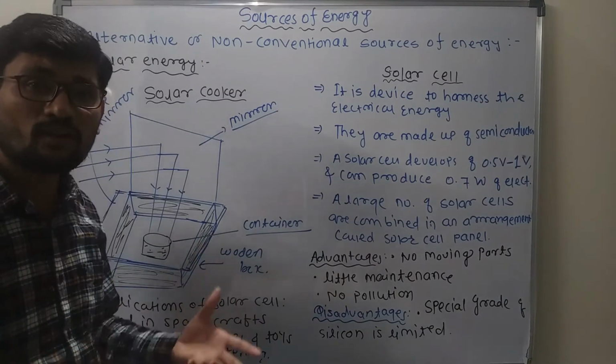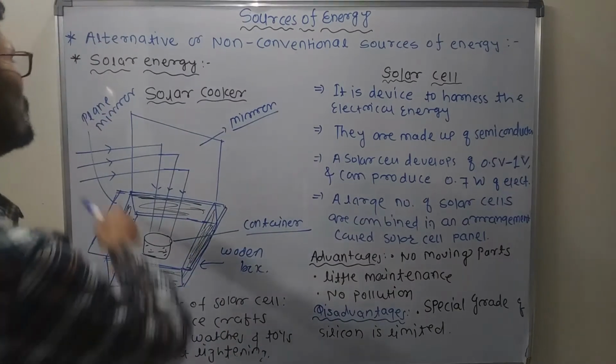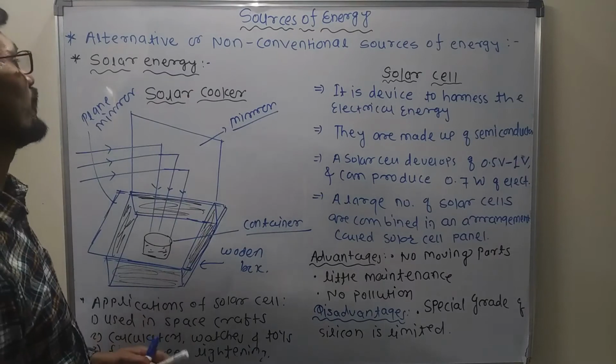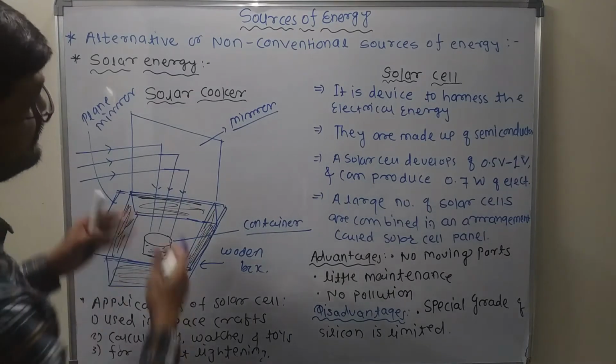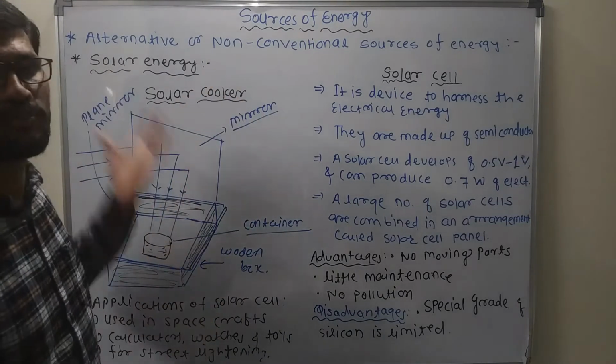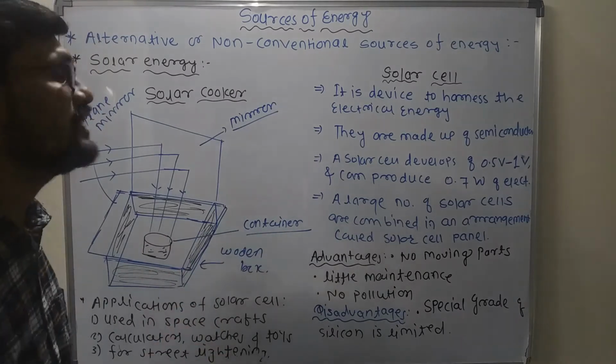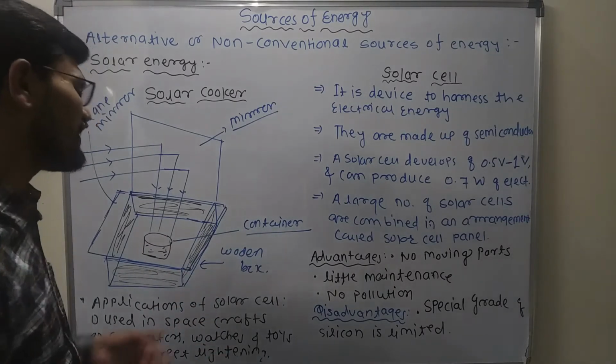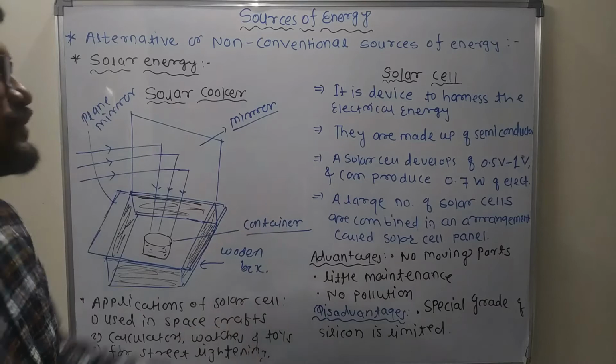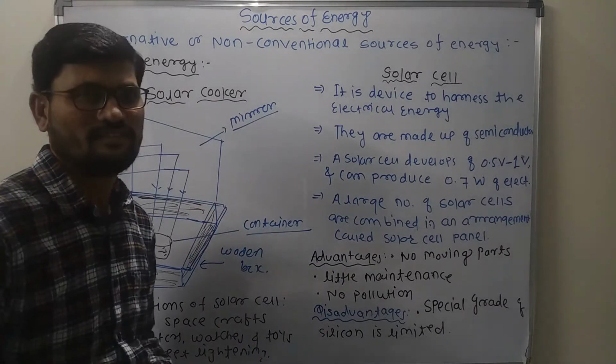We need to work on that to improve its efficiency. So this is one type of example. It is called one example of a device which is based upon the type of source of energy called solar energy. Is it clear here?